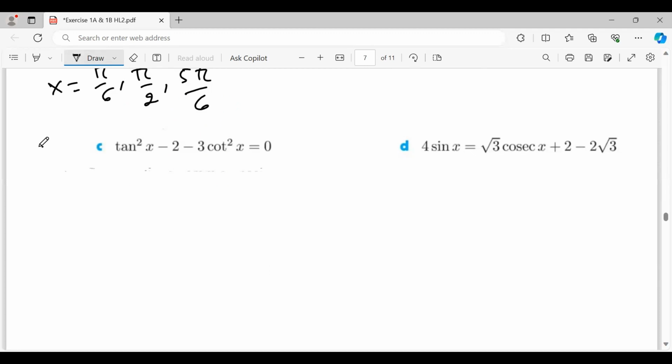Now, tangent squared x minus 2 minus 3 cotangent squared x equals 0. So I'm going to change cotangent to tangent. So tangent squared x minus 2, the 2 I will move here. Okay, it's okay.